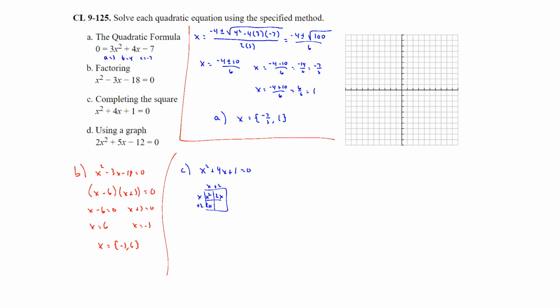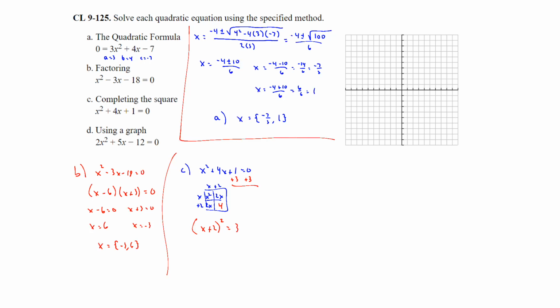So we know what the side lengths of the square are. Now 2 times 2 is 4. So we need 4 tiles here to complete the square. We only have 1, so we have to add 3 to both sides. Now that gives us the total of 4 that we need. So that's good. That'll give us an x plus 2 squared. That's the side lengths, and then it's equal to 3.